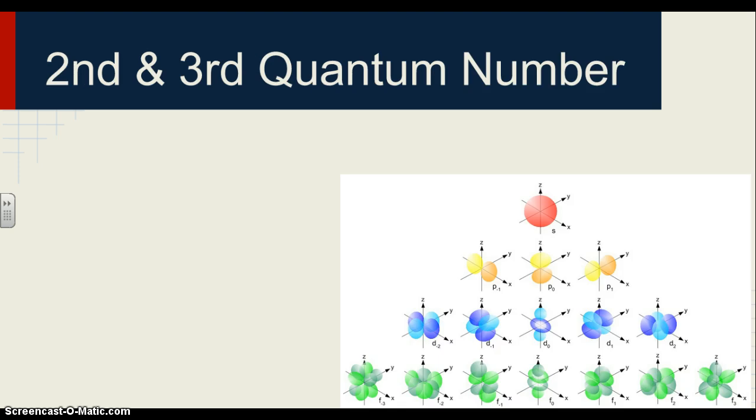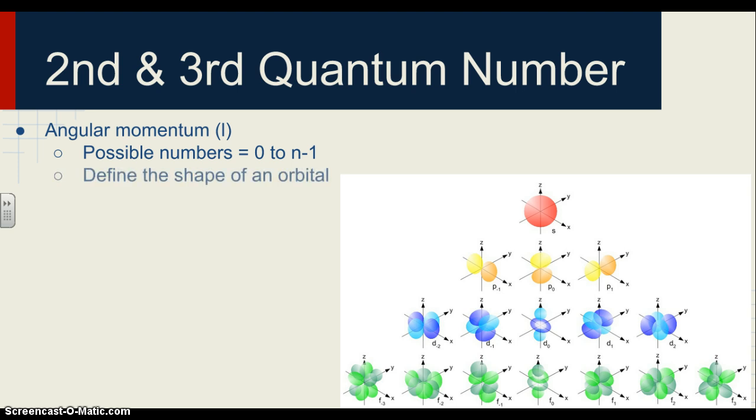Now it gets a little bit more funny. The second quantum number is angular momentum, oftentimes referred to by the letter L. The possible numbers for this range from 0 to n minus 1. So if you're in the third energy shell, you can have 0, 1, or 2 for this. This angular momentum value is going to define the shape of the orbital.